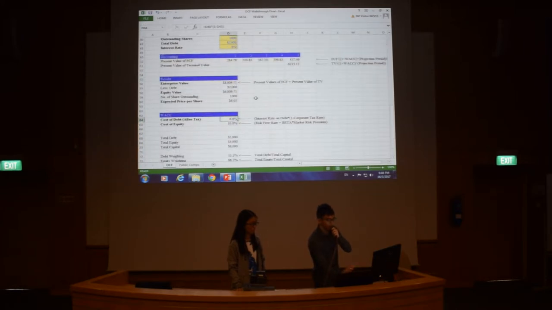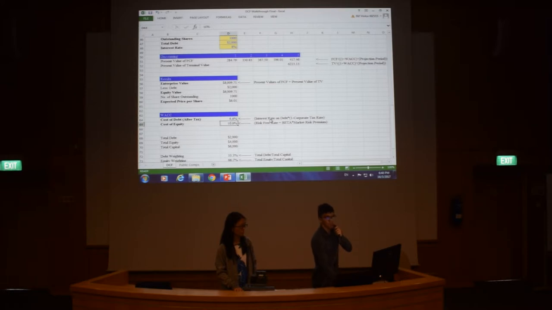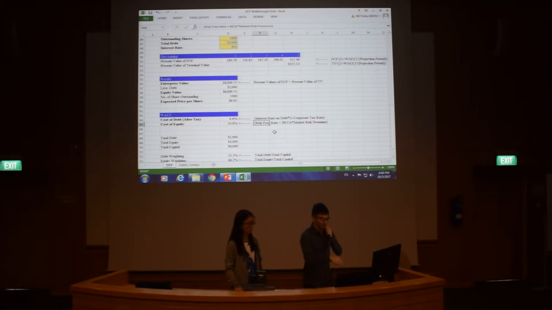So that will be your cost of debt. For cost of debt, there's not a lot of arguments about it. It's rather straightforward. But the complicated one is the cost of equity, which is the risk-free rate plus the beta times the market risk premium. What this formula means is that the risk-free rate is the safest rate, what you can get from a bond or even a fixed deposit.